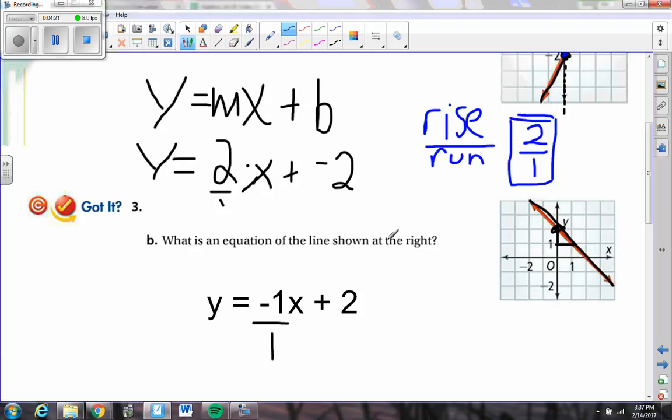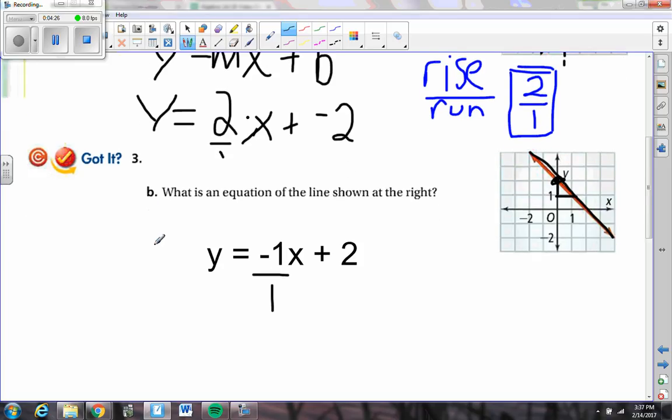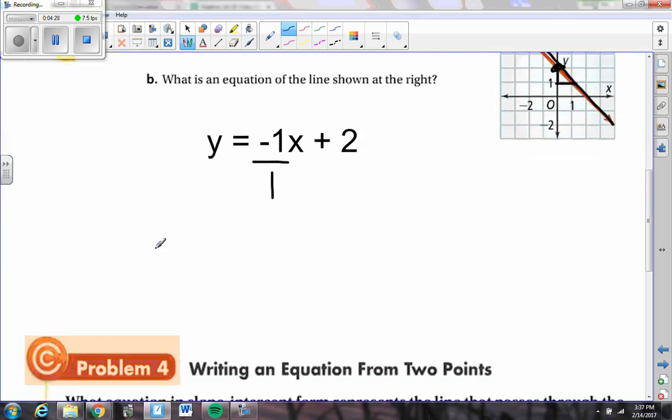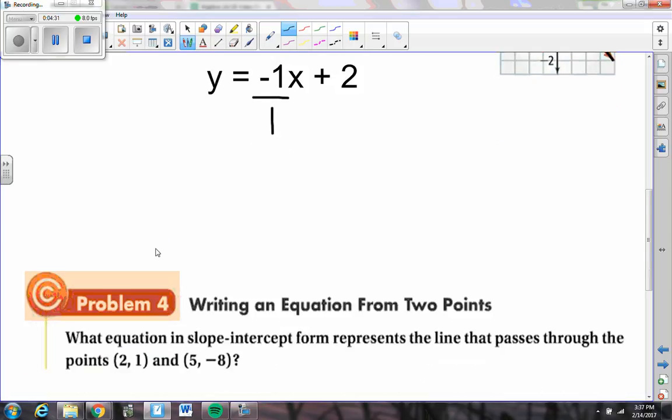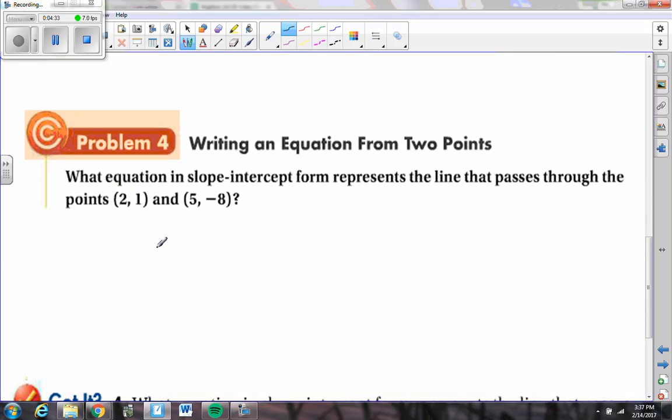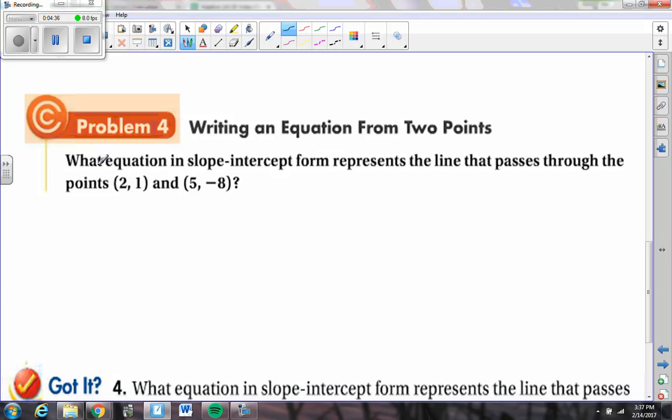Now, in addition to writing equations from the graphs, we also need to be able to write the equations from a set of 2 points. So let's look now at this problem here. It says, what equation in slope-intercept form represents the line that passes through these 2 points, (2, 1) and (5, -8)? Again, we need to find 2 things if we're going to be able to do this. We need to find the slope of this line, and we need to find the y-intercept of this line.